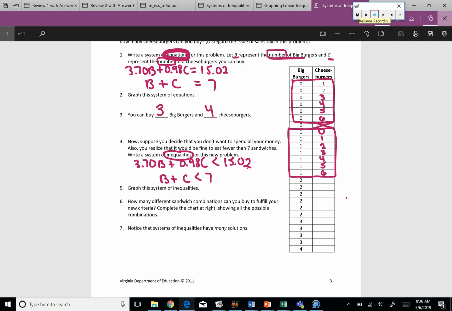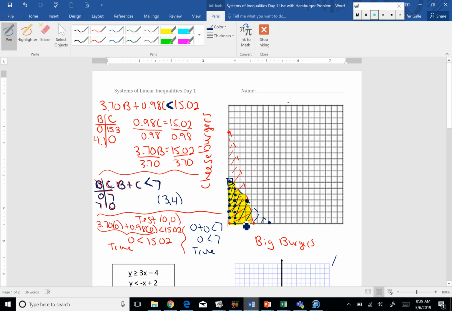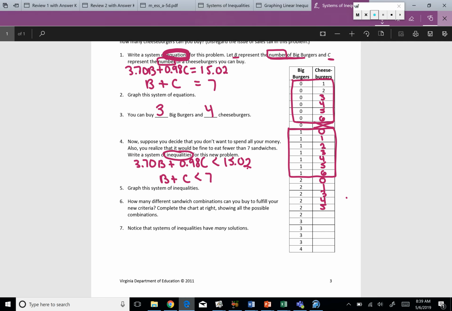All right, so when we move on, if we go to 2 big burgers, we can do 0 cheese, 2 big and 1 cheese, 2 big, 3 cheese, 4 cheese, 5 cheese. Can I do 2, 6, or does that end up on my line? What do we think? 2, 6 is on my line. If my line were drawn straight, 2, 6 would be on my line. Since 2, 6 is on my line, I can't put it in my chart. Then I move on to 3 big burgers.